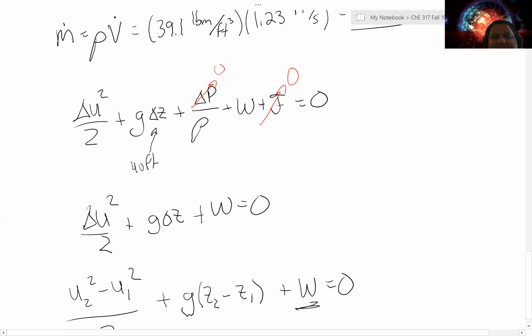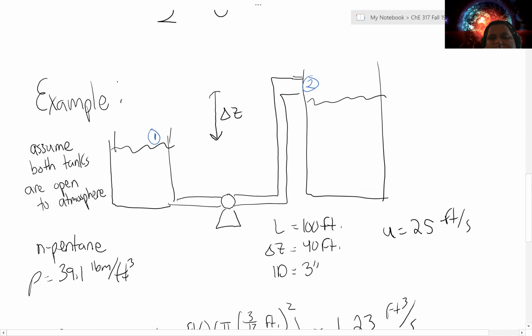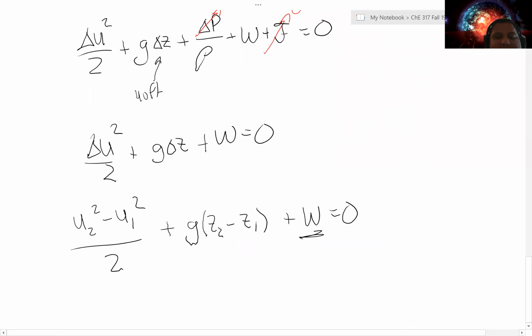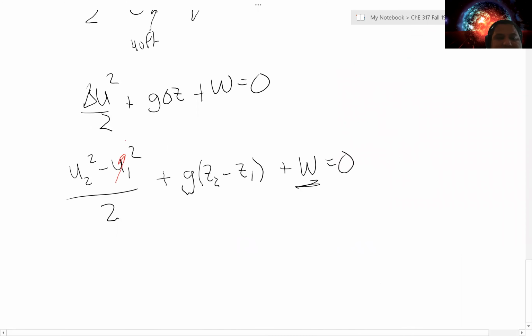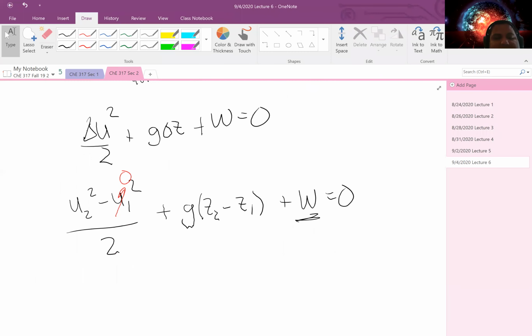Based on the way I've drawn and defined the points, I would argue that the velocity at the top of the tank will be negligible, such that I can exclude it from my energy calculations. I'm going to say this is 0. I'm also going to say, as defined, that the velocity being 25 feet per second through the system will also be the discharge velocity. And z2 minus z1 has already been defined as 40 feet.